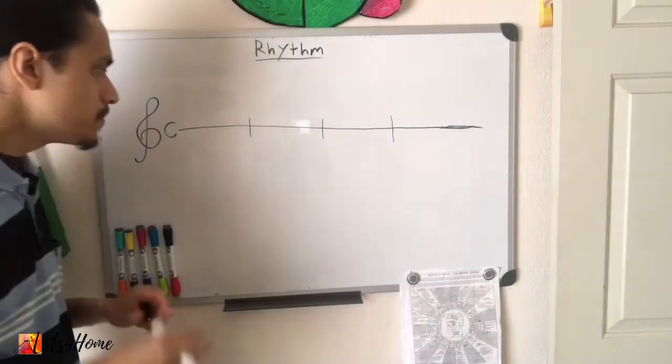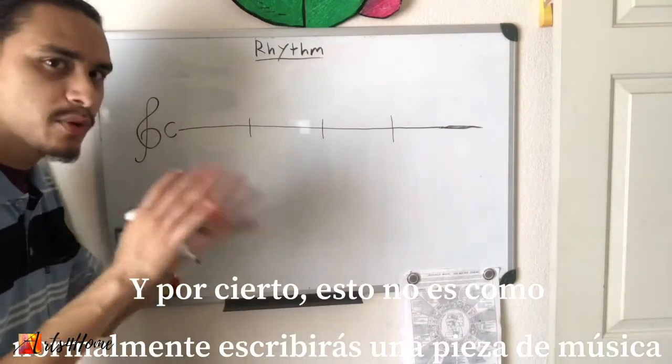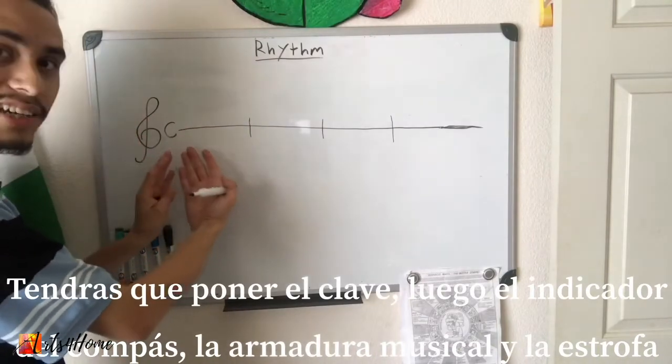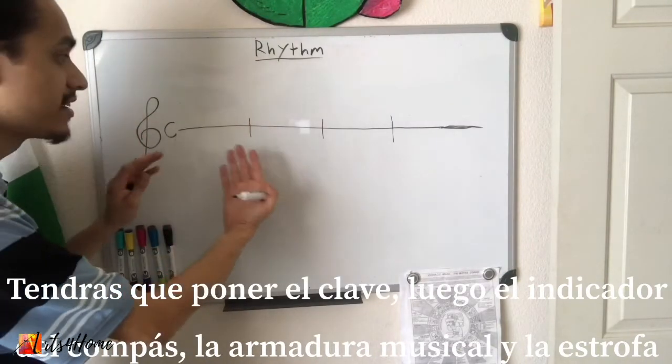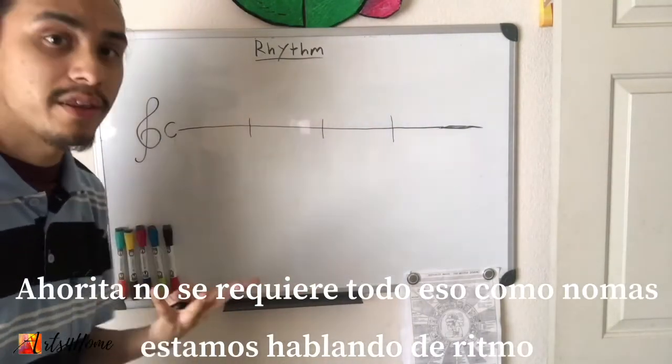Okay? So, what we're going to do is we're going to set this up, and by the way, this is not how you would actually write music. You would write the clef, and then a time signature, and the key signature, and then you would write out 5 lines. We don't need to do all that since we're just talking about rhythm, okay?